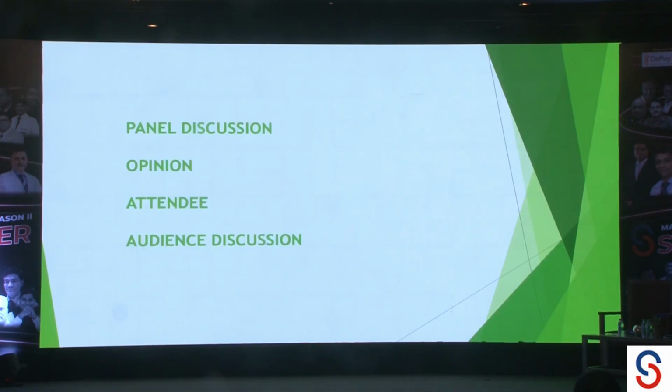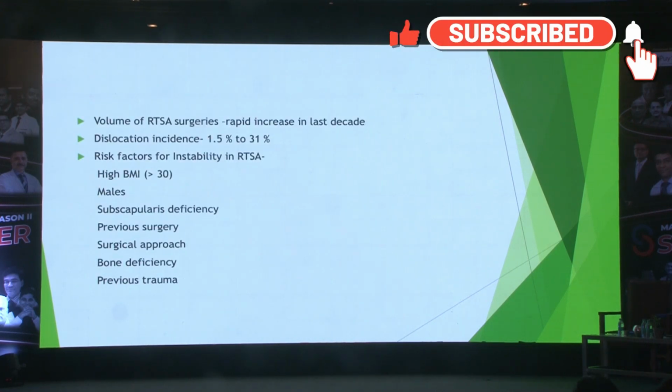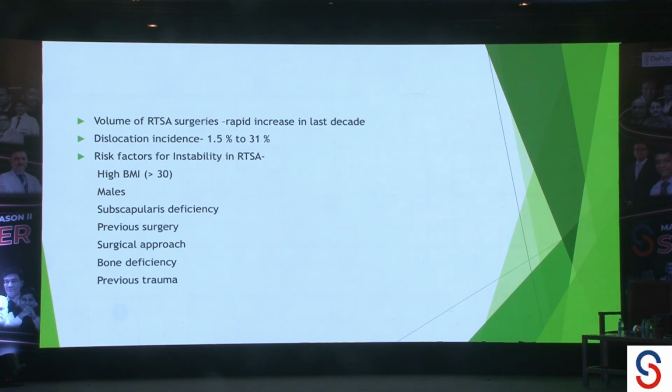So now, coming to the discussion part. As we all know, reverse shoulder surgery cases are increasing, and the incidence of dislocation of reverse shoulder is also pretty high, 1.5 to the tune of 31%. As documented, the risk factors for instability in reverse shoulder are high BMI, which was high in this case also, male gender itself, subscapularis deficiency, previous surgery, surgical approach, bone deficiency on either side, and previous trauma.